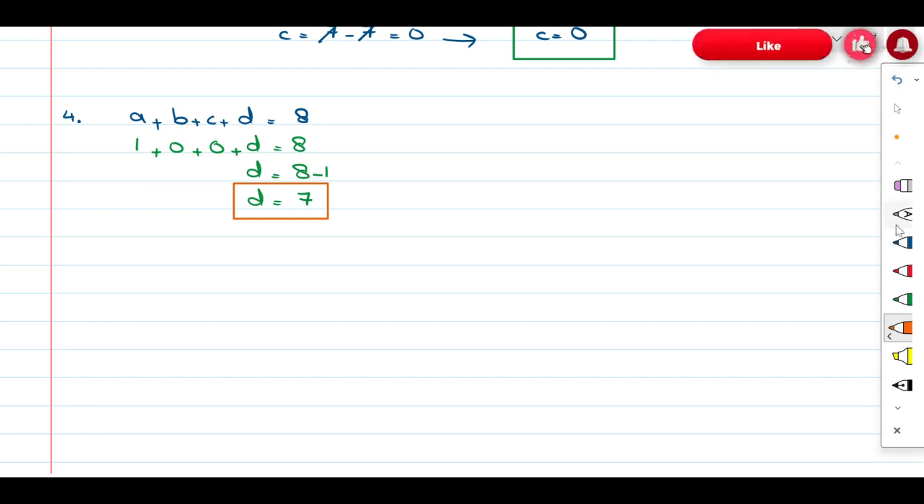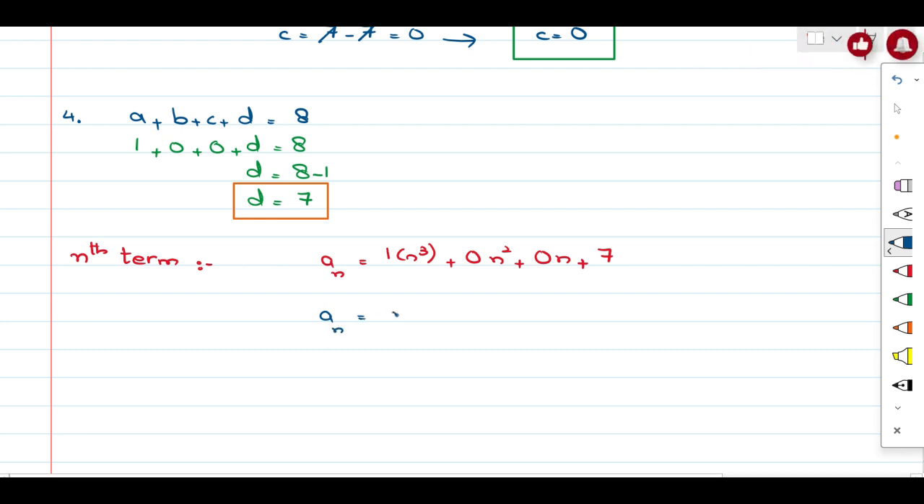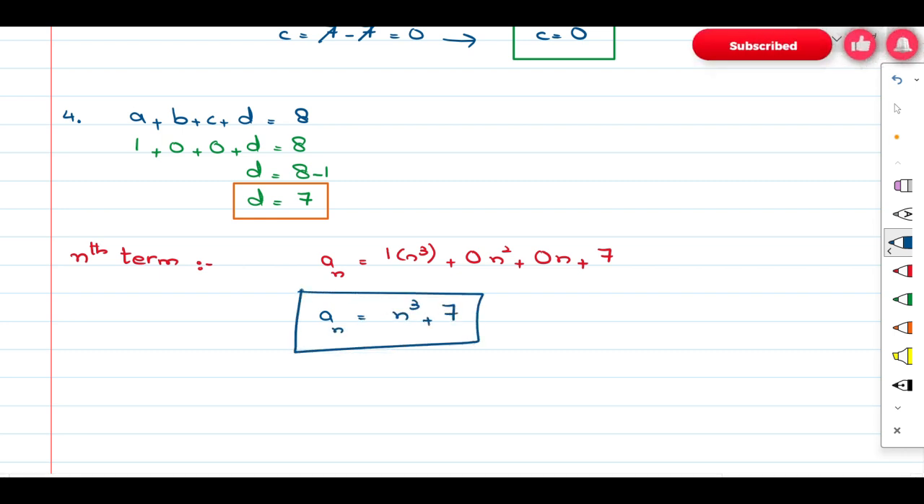Okay. Now we have the nth term. For the nth term, we can say an equals an cube plus bn square plus cn plus d. A is 1 times n cube, b is 0n square, c is 0n, and d is 7. So what is the nth term formula? an equals n cube plus 7. This is the nth term for the above cubic sequence, right?